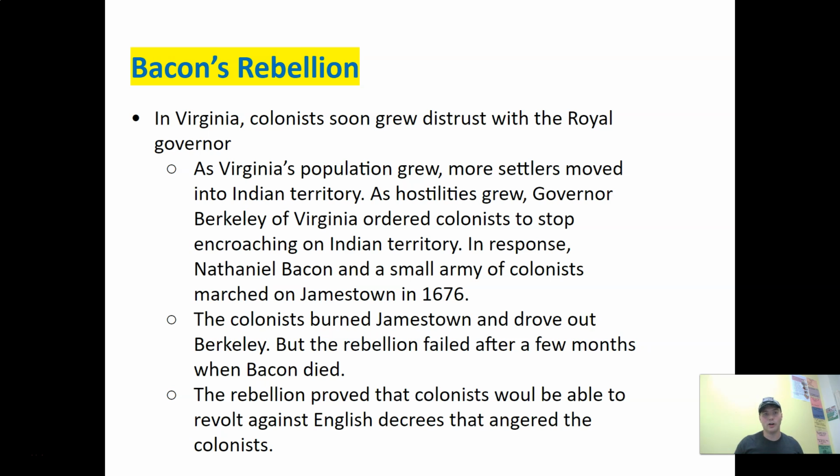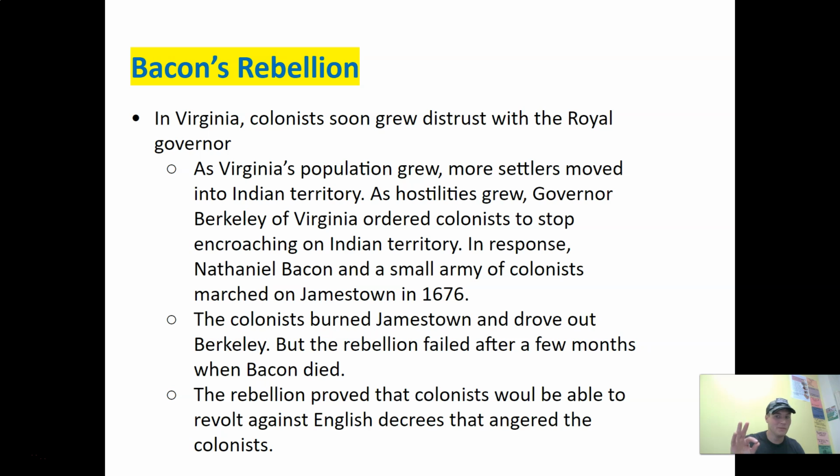But the royal governor, John Berkeley, decided that he wanted to order the colonists to stop encroaching upon the Native American lands because there is a divided territory, settlers on one side and Native Americans on the other. Nathaniel Bacon was enraged by this because, like, how dare they take away my right to take land as I see fit? So he establishes a small army of colonists. He marches his army straight into Jamestown and burns it to the ground, chasing out Berkeley. However, after a few months of holding the town, Berkeley dies of disease, and the rebellion ultimately fails.